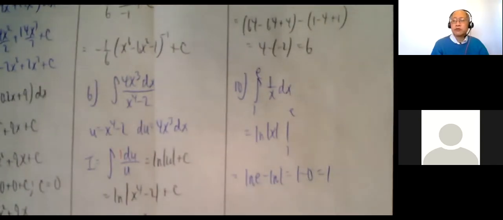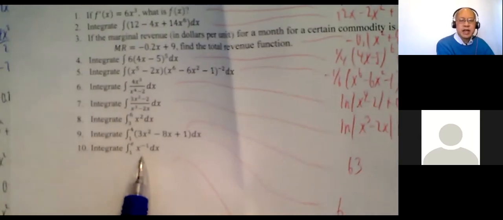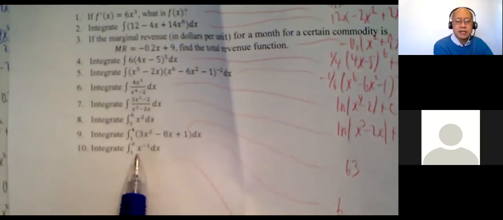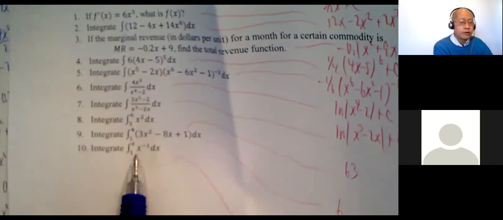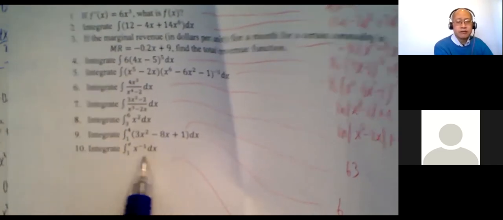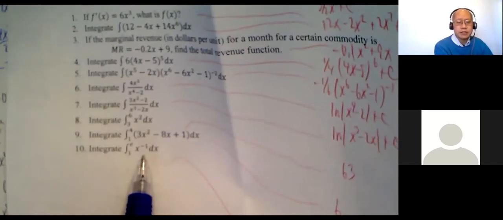Okay. After number 10, we're done, folks. So if nobody has any questions, we'll be done in a couple minutes. Okay. So how do you integrate x to the -1? It's kind of a trick. Don't go x to the 0 over 0, right? You know you can't divide by 0. Instead, you have to remember, oh yeah, that's 1 over x.